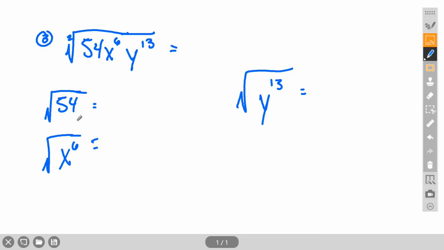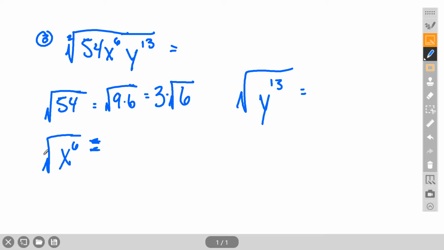Now, a factor of 54 is 9, and that's good because 9 is made up of the factors 3 and 3. So 54 could be 9 times 6. Since 9 is made up of the same two factors, 3 times 3, you can take the square root of 9, which is 3. However, 6 does not have 2 of the same factor, so it is stuck underneath the radical. So the square root of 54 simplifies to 3 times the square root of 6.